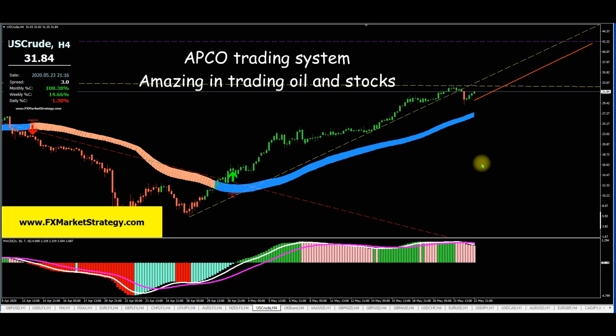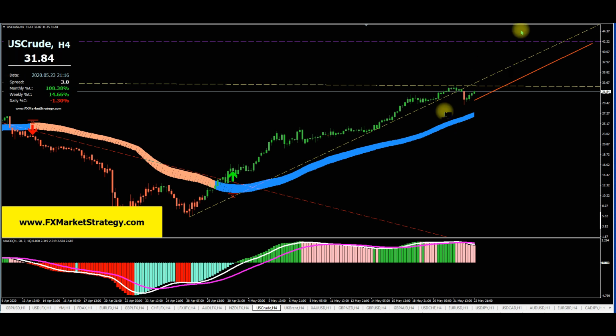Let it go down to 25. If it's gonna go down, I don't think it's gonna go at all. I think it's gonna fly up, but let's say in a scenario it's gonna go to 25. Do not trade this wave, the down wave. Take only the buy wave.